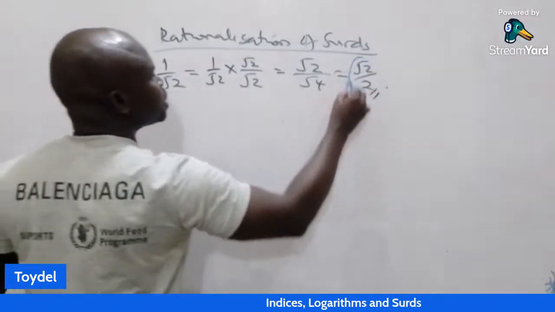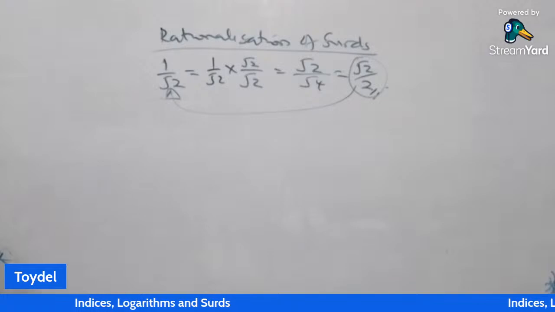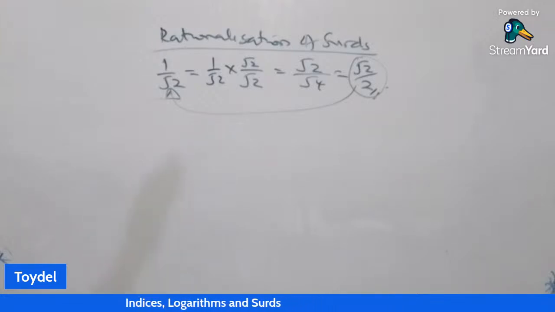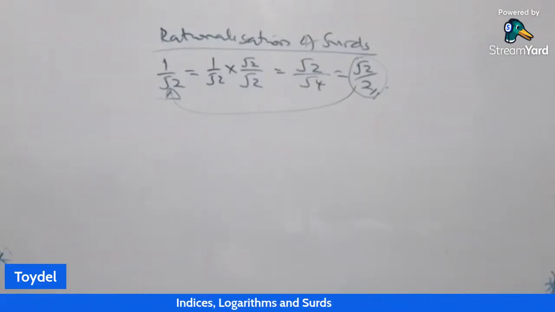So we are comfortable with this compared to this. And that's the simple meaning of rationalization. That is, if you want to rationalize the surd, just look at the denominator. If it's root 5, just multiply both by root 5. What you do to the top, you do to the bottom. So that's what you are going to have there. This one is very simple and straightforward.